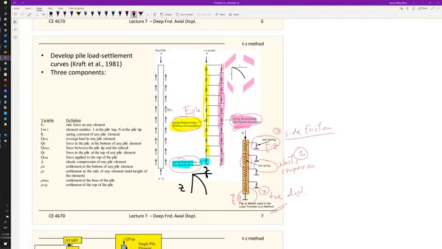So that's the setup of the TZ method, and if we work through examples, I think you will get much better demonstrations on how this method works. So again, there's three components: the toe bearing, the side frictions, and the elastic compressions.